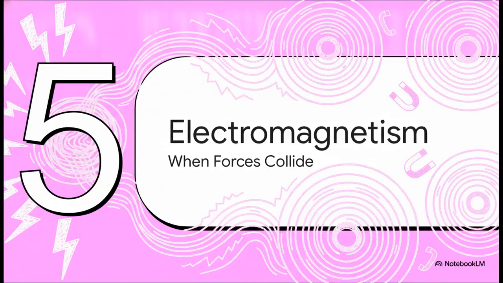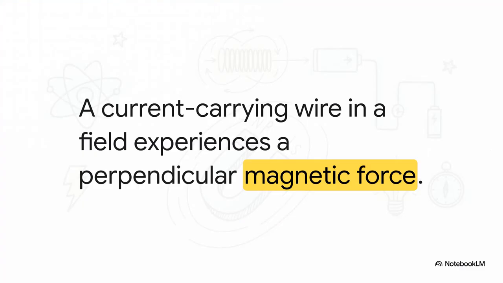And finally, Section 5, when forces collide, electromagnetism. This is where it gets really good. We begin with the motor effect. Up until now, we've looked at electricity and magnetism separately. But guess what? A moving electric current naturally generates its very own magnetic field, forming concentric circles right around the wire. Because of this, if you place a live current-carrying wire inside another external magnetic field, those two distinct fields are going to interact. They literally push against each other, exerting a physical, perpendicular force that makes the wire move.